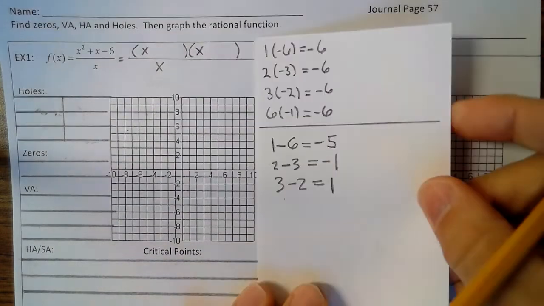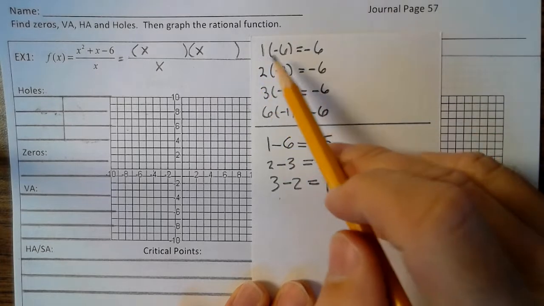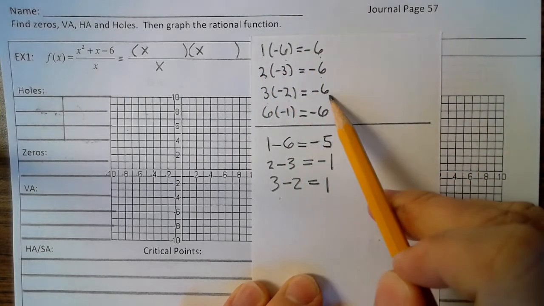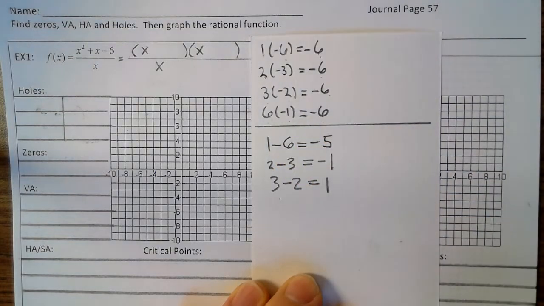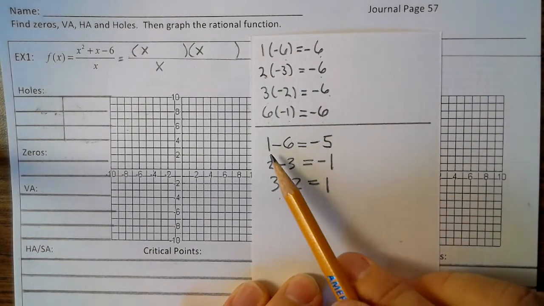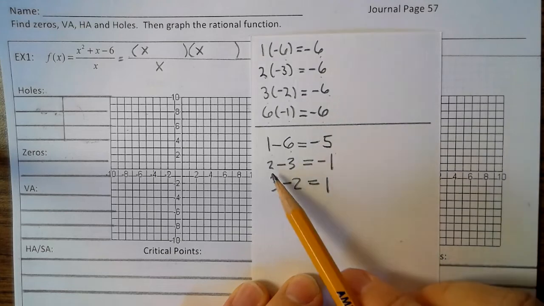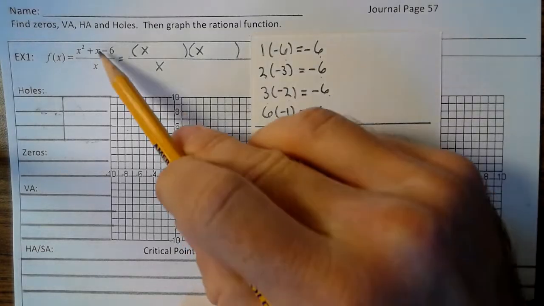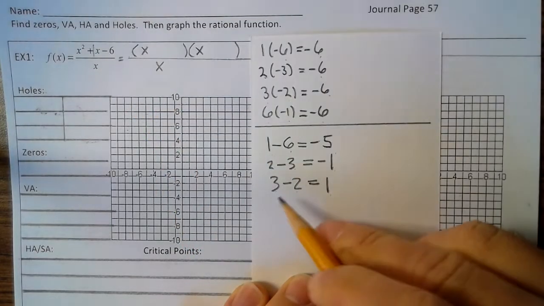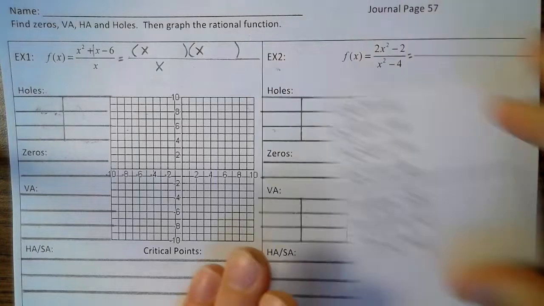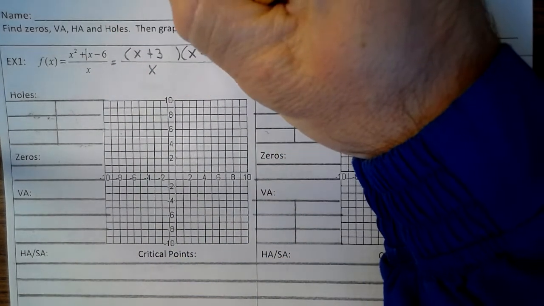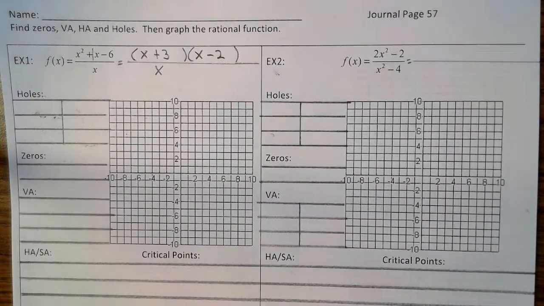Okay, so let's take a look. We know that 1 times -6 is -6, 2 times -3 is -6, 3 times -2 is -6, 6 times -1 is -6. Now, 1 minus 6 combines to be -5, 2 minus 3 combines to be -1, 3 minus 2 combines to be 1, which is the middle term, 1x. So these are our factors, x plus 3, x minus 2. Okay, now nothing divides and becomes 1, so there are no holes.